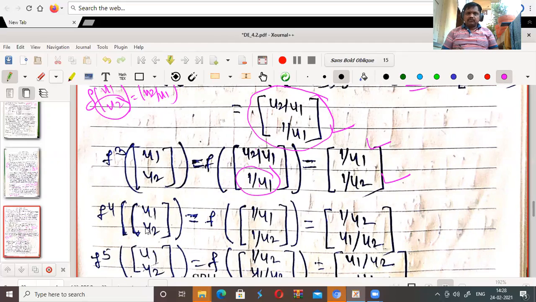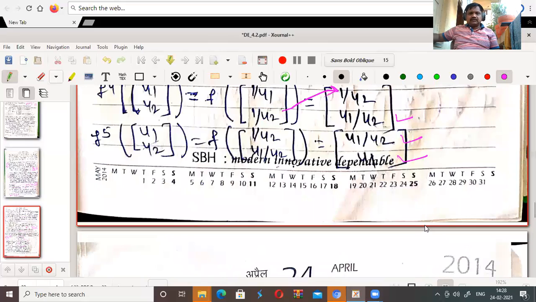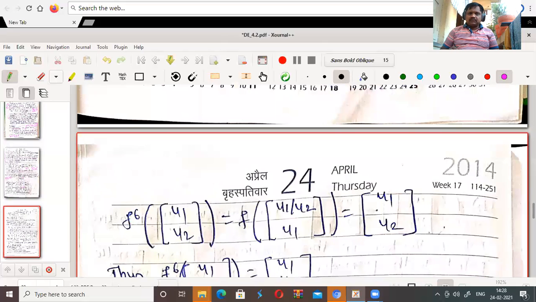Now f^4 of (u1, u2) means apply f again on this. Again second component here, and this upon this: 1/u2 upon 1/u1, that is u1/u2, we will get here. Again it is not the same. f^5 of (u1, u2): again apply f on this, second component u1/u2 is here, and u1/u2 upon 1/u2, that is we get only u1 here. Again apply f on this, that becomes f^6 of (u1, u2). If I apply f on (u1/u2, u1), second component becomes here, and this upon this: u1 upon u1/u2, that is u1 times u2/u1, means we get u2. Now that means f^6 of (u1, u2) gives us (u1, u2). Therefore (u1, u2) is a periodic point of f with period 6.